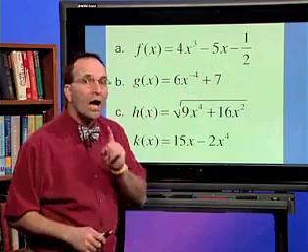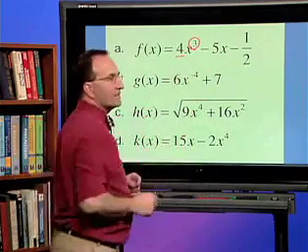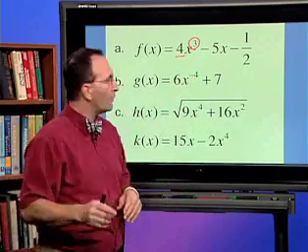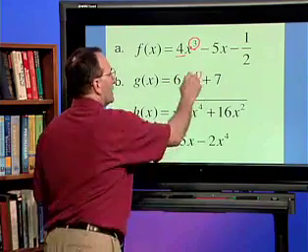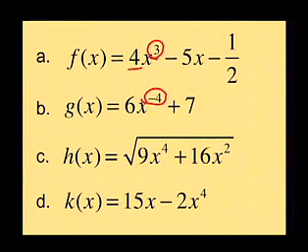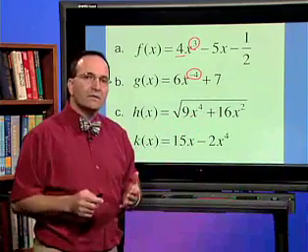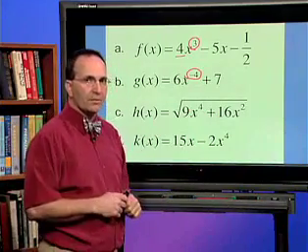That is a polynomial function. It has degree 3, and it has a leading coefficient of 4. Now, g of x equals 6x to the negative 4 plus 7. It's a function, but it's not a polynomial function because of the negative exponent. Part C, that is also a function, but it's not a polynomial function because the square root of the 9x to the 4th plus 16x squared, the problem is it's not going to give us integer coefficients. And so that is not a polynomial function.